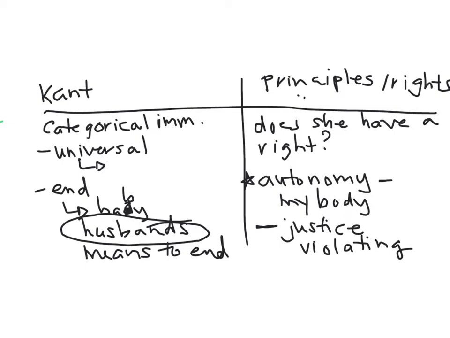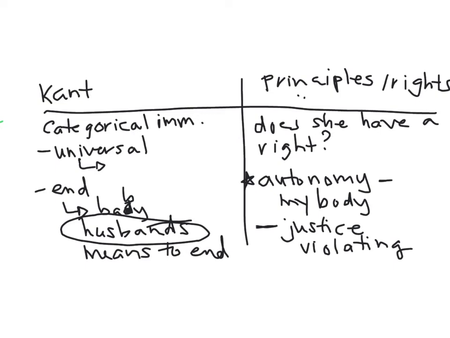You could use the autonomy argument in another way. So again, you guys can make whatever arguments you want. I just want to see that you can use the vocabulary, and you can do the thinking. And again, you pick, just do a Kant or just do principles. You don't have to do more than one. I just want to see how your minds are working. So do we have time? Yeah, we have a little more time.